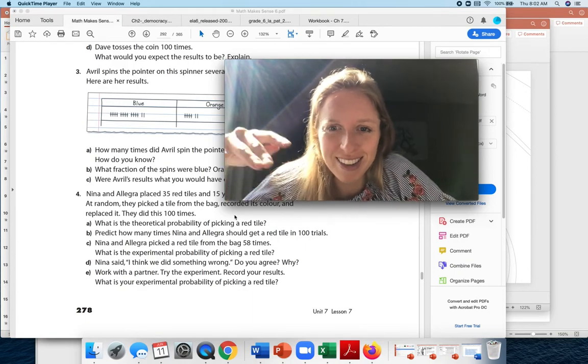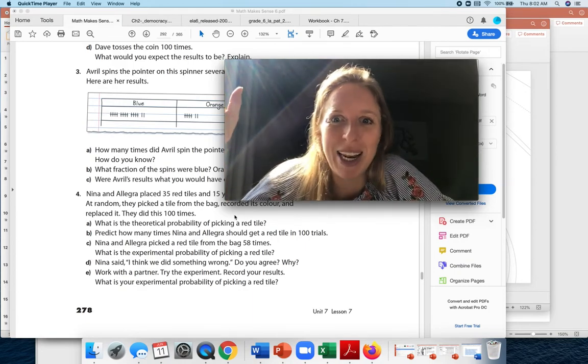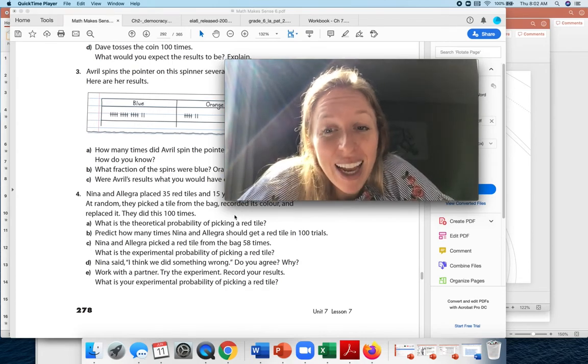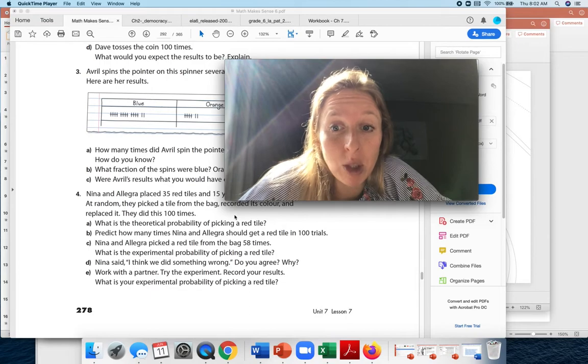Hopefully it's kind of fun. It's like a calming activity, just spinning the spinner. It's meant to be kind of fun, like a game. And then type in what you got for experimental probability.